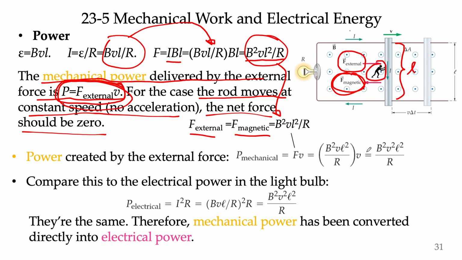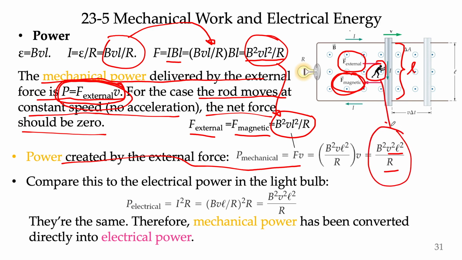Now I can use this equation to find the power that this person is providing to the circuit. The power created by the external force is F times V, where the force is this one, times V. If you do the multiplication, it's going to be B squared V squared L squared divided by R. This is the power that this person is providing to the circuit. Now, that power should be used up by this lamp, right? Let's calculate the power on the lamp and see if they are the same.